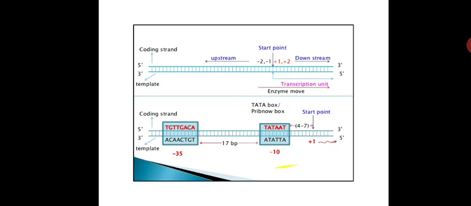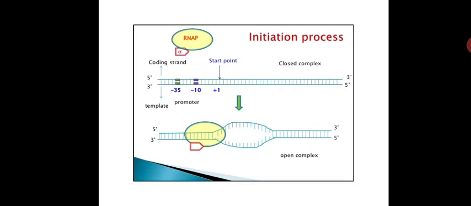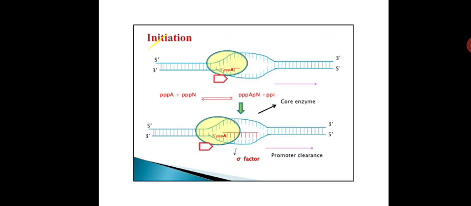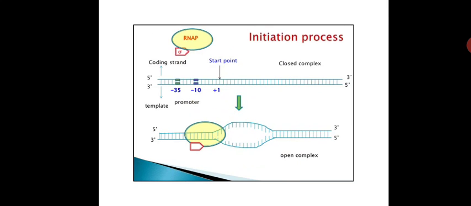From this, in the direction of upstream, there is a Tata box and the promoter sequence is present in between -35 to -10, where the binding of RNA polymerase will take place. So you can see that here is the RNA polymerase. In this RNA polymerase, the sigma factor is attached and it is known as holoenzyme. This holoenzyme is going to bind this promoter sequence in -10 to -35. This is the promoter sequence.